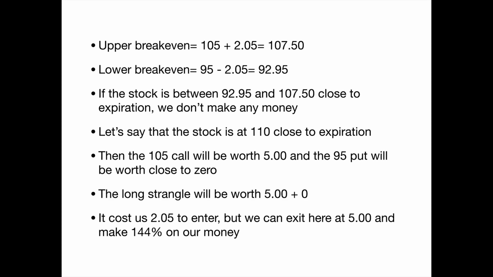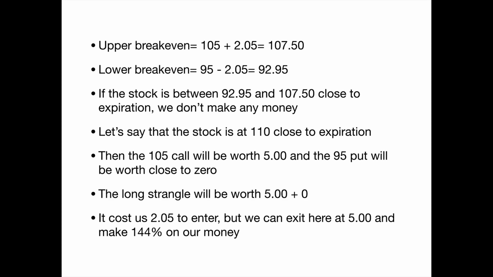But let's say the stock does end up making a big move. It moves from 100 to 110, and we're close to expiration, so there's really no time value left on the options. At that point, the 105 call is going to be 5 points in the money. It's going to have only intrinsic value, so it'll be worth 5. And the 95 put will be completely out of the money. It will be basically at 0 because we're right before expiration and the stock's at 110.